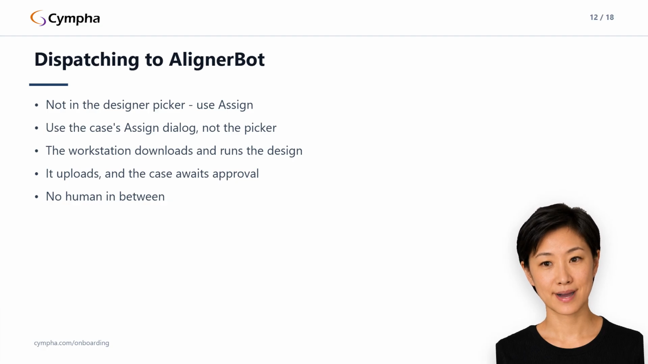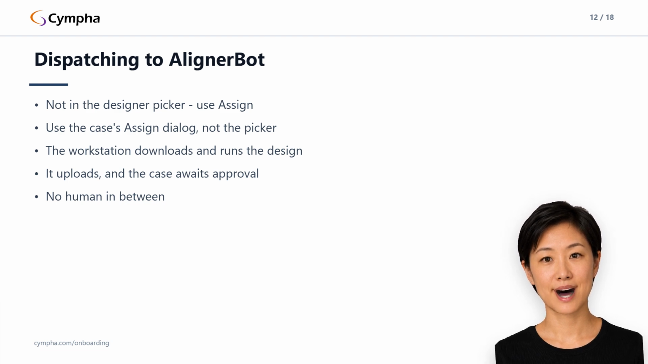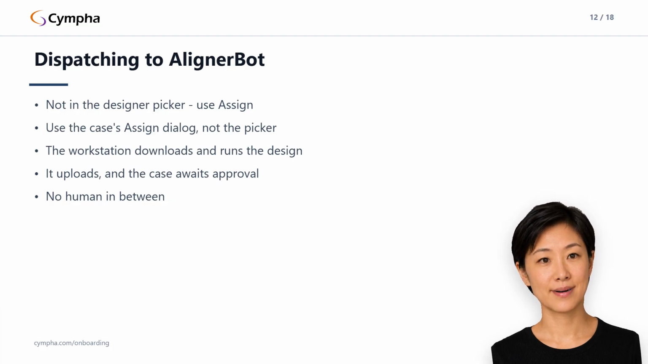The workstation side is set up once from the agent's tray, under Aligner bot, configure. Once it is running, the flow is genuinely hands-off. The paired workstation downloads the files, runs the design in Ortho Plus, uploads the result, and the case moves to awaiting approval for the doctor with nobody in between. That is the part worth the setup.